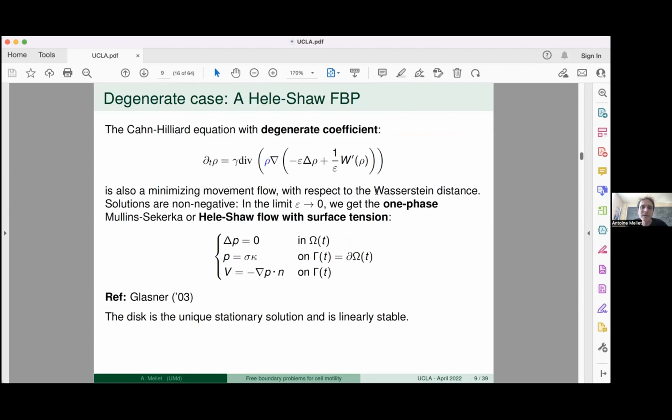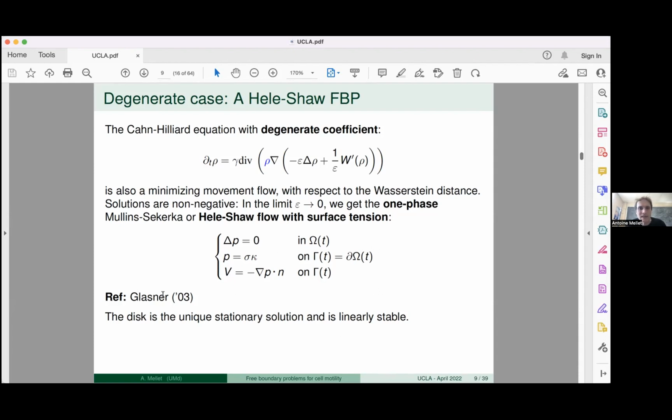In particular, this means we naturally have solutions that always remain non-negative. And so in the limit, when epsilon goes to 0, this gives you a one-phase problem, the so-called Hele-Shaw flow with surface tension. Now there's really just one set Omega t instead of an interface separating two phases. P is still proportional to the curvature along the interface, and the velocity is the gradient of the pressure. So that's really the Hele-Shaw flow with surface tension. This again was formally derived by Glasner.